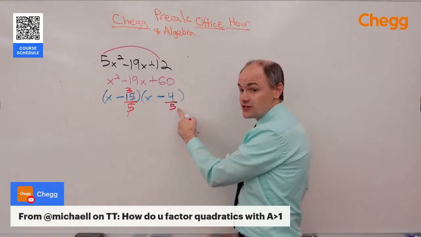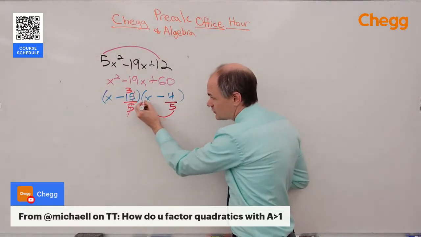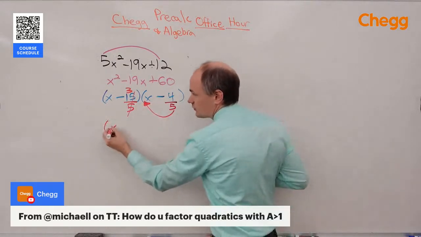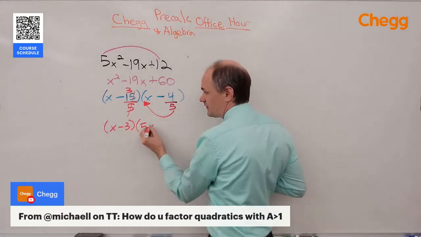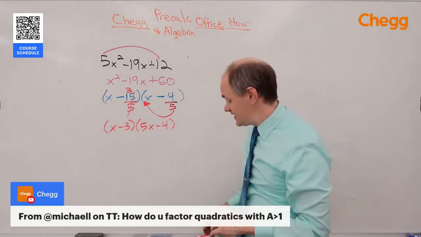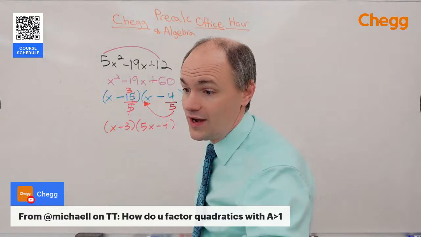4 over 5 doesn't reduce, but because we have a denominator, the denominator is going to go in front of the x. So we've got x minus 3, and then this denominator, 5, in front of the x, minus the 4, and now it is factored when a was greater than 1.